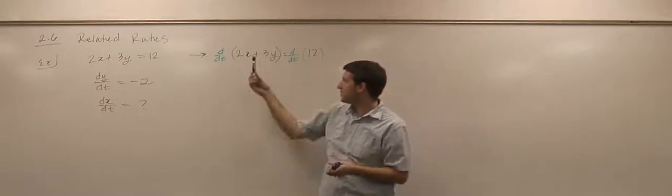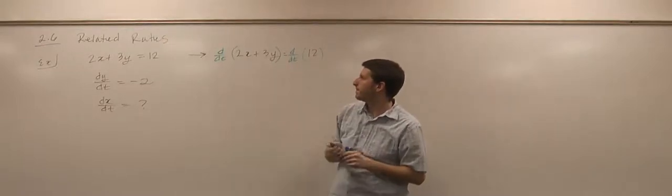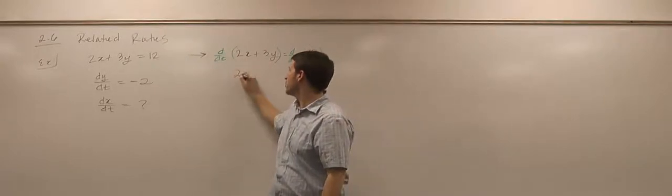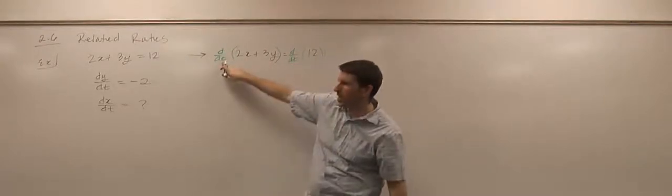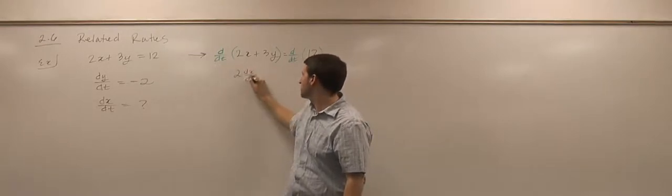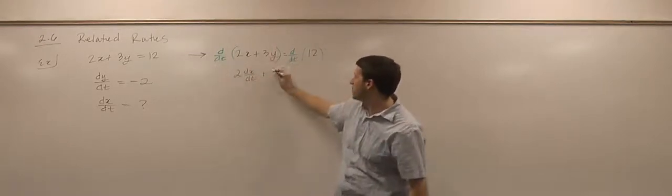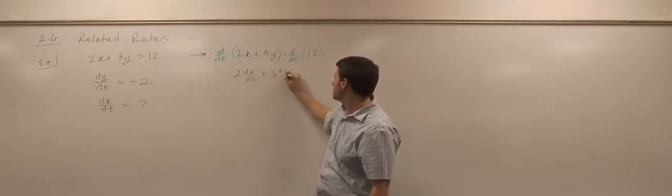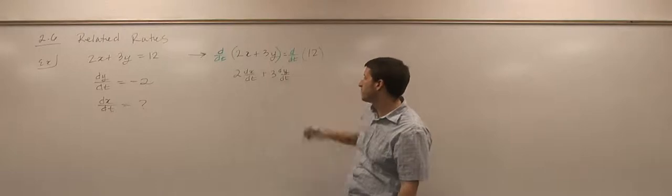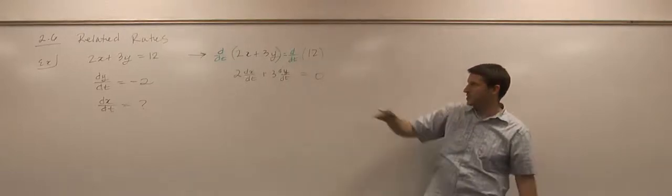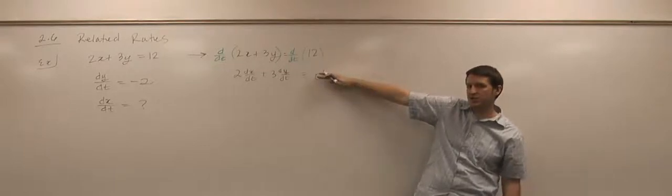So what happens here? Derivative of 2x with respect to time. The derivative of x is just 2 normally, but because it's with respect to time, what do you have to put? dx/dt. Plus, normally this would be 3, but with respect to time, dy/dt, which we're going to plug in for, equals 0. Right, so when you take the derivative of both sides, this is what you get.